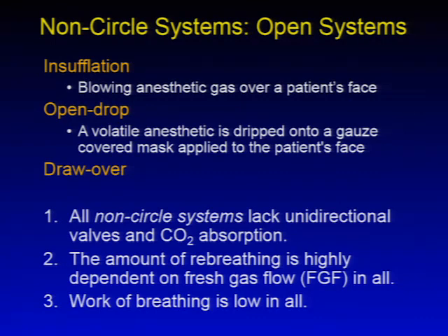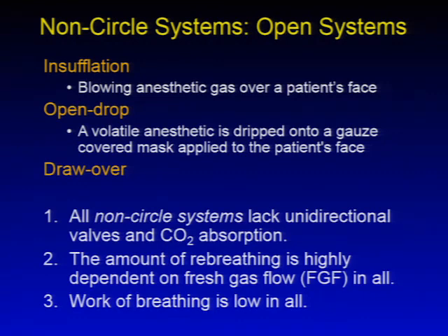So how do you provide anesthetic to the open system? You have the insufflation way, which is blowing the gas over the patient's face, and the open drop way, in which the volatile anesthetic is dripped onto a gauze-covered mask applied to the patient's face, which was used in the past when you had to use chloroform, and also draw over. You insufflate the gas under the cover of some hood or mask.